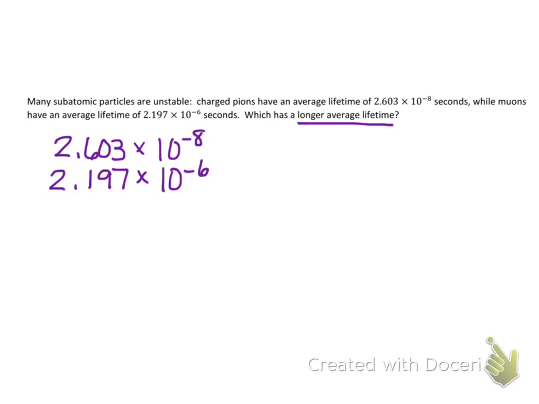So again, what I want to do is to use that method where I make the power of 10 the same. So this is maybe a little trickier with the negative exponent. So I'm going to take the 2.197, and I want to break apart that 10 to the minus 6 into 10 to the something times 10 to the minus 8. So what do I need to add to negative 8 to get negative 6? That's the question here. So go ahead and think about that, and then we'll move on.